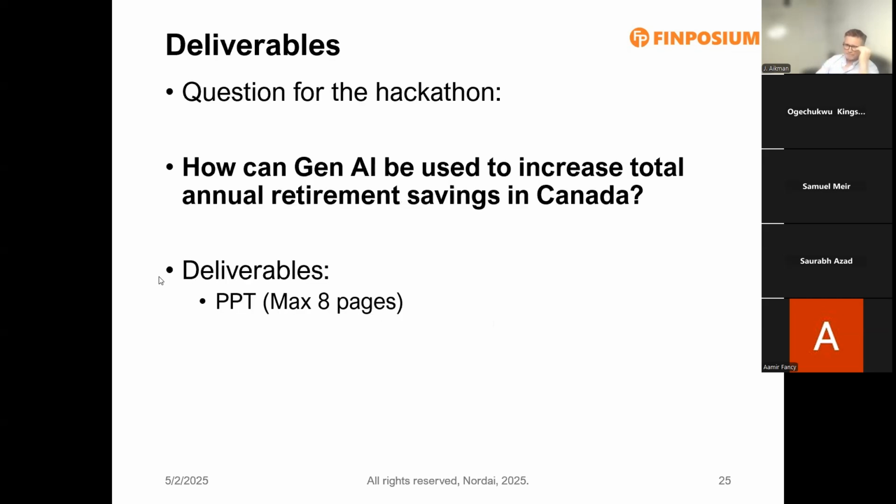So again, how can Gen AI be used to increase total annual retirement savings in Canada as of today? And the deliverable is a PowerPoint, 8 pages, because you only have 5 minutes, and typically it's 1 minute per page. It's maximum eight. You don't have to have eight.